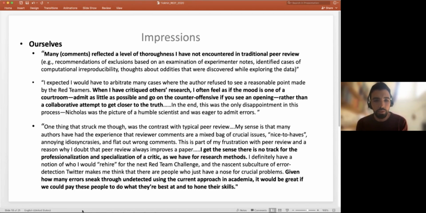So Ruben also said that his sense was that authors have had the experience that reviewer comments are a mixed bag of critical issues, nice to haves, annoying idiosyncrasies and flat out wrong comments. This is part of my frustration with peer review and a reason why I doubt that peer review always improves a paper. I get the sense that there is no track for the professionalization and specialization of a critic as we have for research methods. Given how many errors sneak through undetected using the current approach in academia, it would be nice if we could pay these people, like red teamers, to do what they're best at and to hone their skills. So Ruben's pointing out how it would be nice if we actually had a niche for people who wanted to do this type of work instead of the current system, and I completely agree with Ruben's comment.